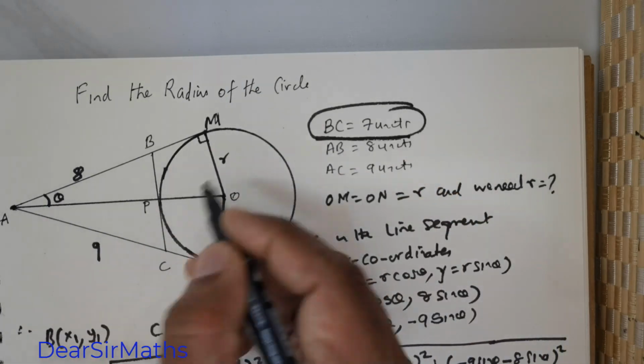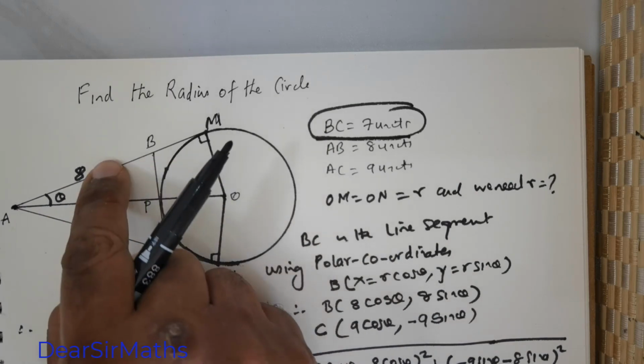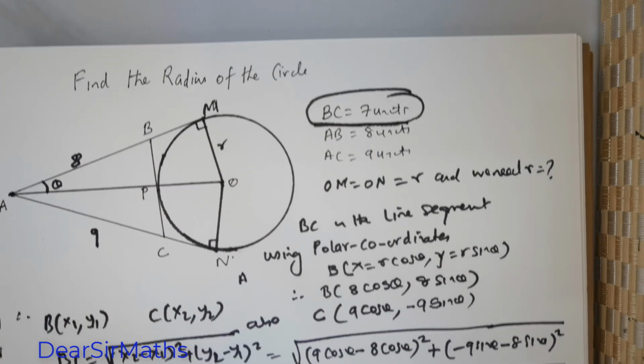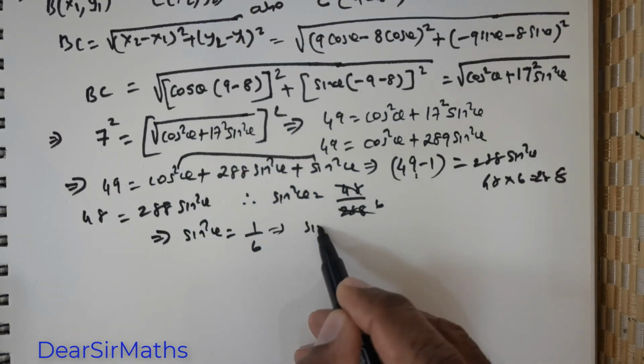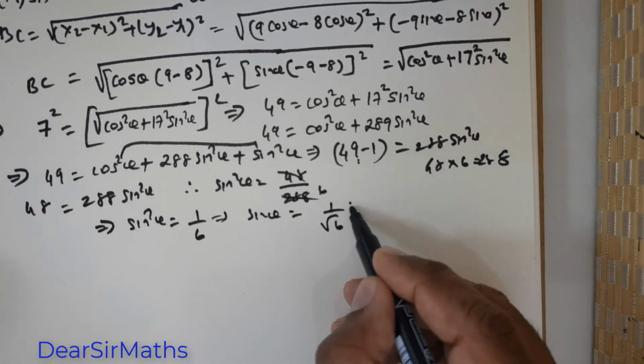Because of tan theta, I would be able to get my opposite side with adjacent side. So that's the reason we want tan theta. So I need that. This would mean I need to extract sine theta. So sine theta is equal to 1 over root 6. But we need cos theta also.